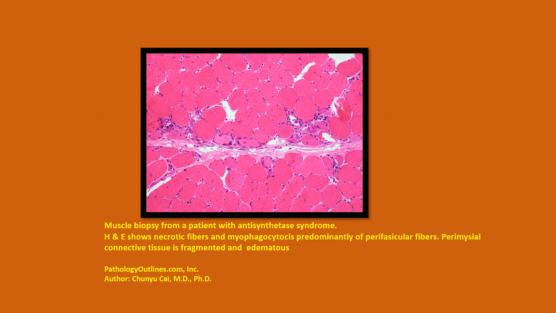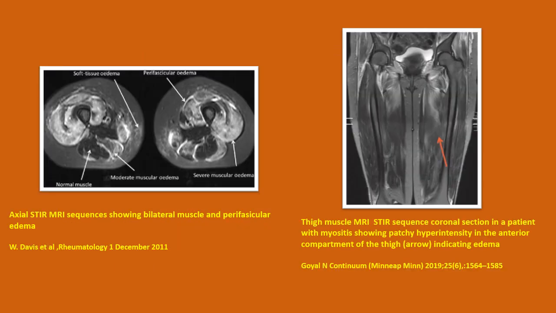This is a picture of a muscle biopsy, H&E stain, which shows necrotic fibers and myophagocytosis, predominantly of the perifascicular fibers. Perimysial connective tissue is fragmented and edematous. This picture shows axial and coronal MRI images, STIR sequence, in myositis, which shows hyperintensity in the muscles, indicative of edema in the muscles. This picture is seen in any kind of myositis and is not specific for a particular type.